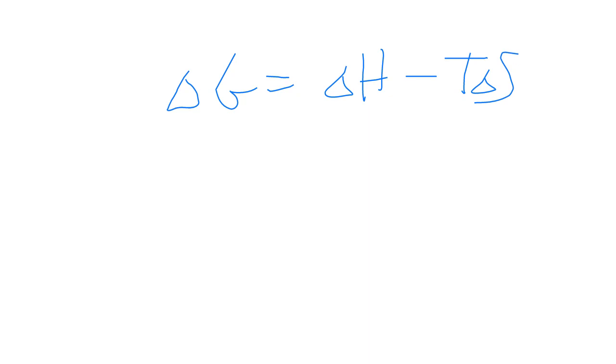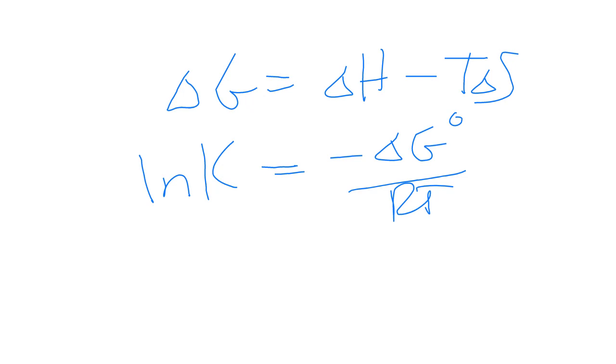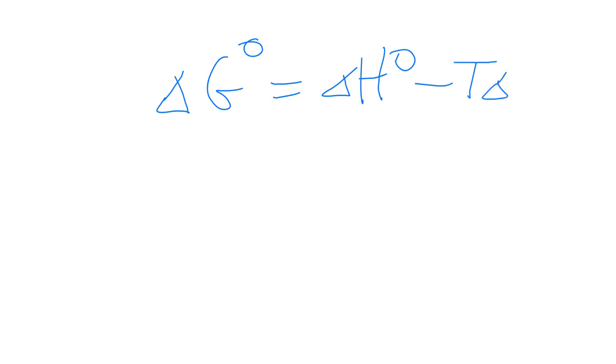But what it boils down to is the following. We know del G is equal to del H minus T del S. And we know that our equilibrium constant, so this is refreshing the memories here, is equal to minus del G over RT. Right, so if I now say, how do I calculate del G? Del G, therefore, is equal to del H minus T del S.